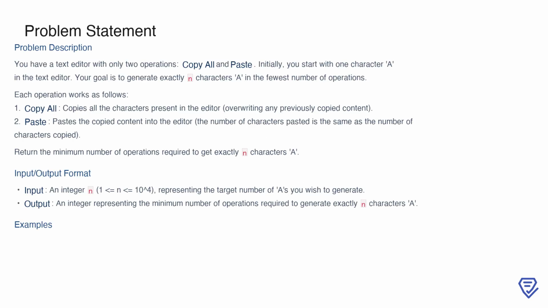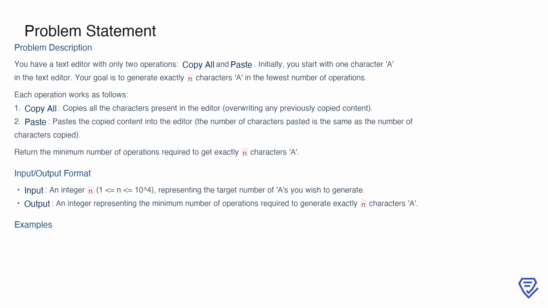In this problem, you are working with a text editor that has very limited functionality. You can only use two operations, copy all and paste. Initially, the text editor starts with just one character, the letter A. Your task is to determine the minimum number of operations required to generate exactly n characters of it in the editor. Let's break down how these operations work.